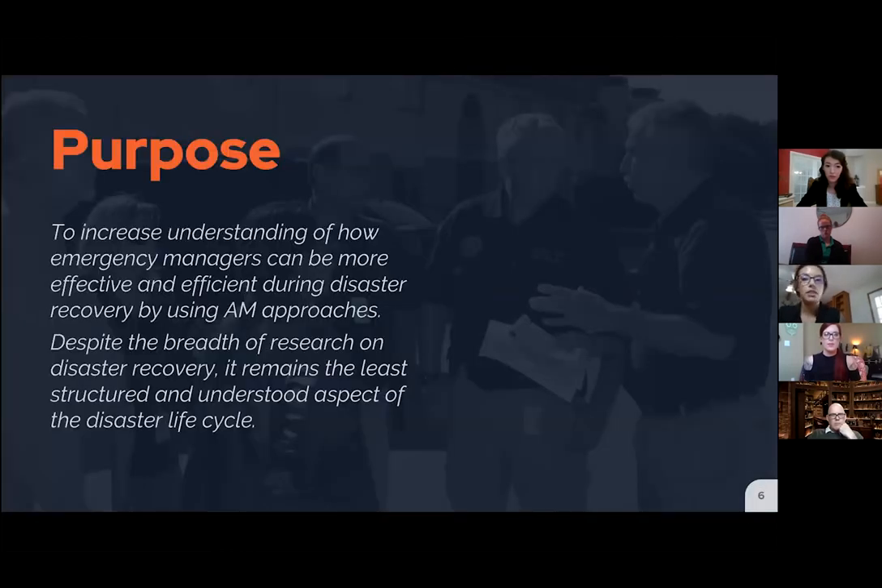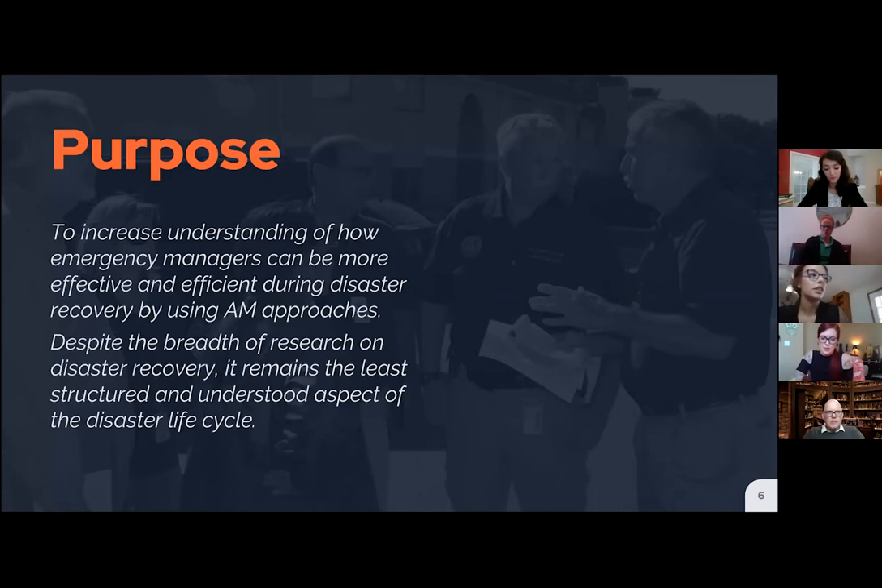This study investigates the challenges that have arisen to conceptualize and develop a new systematic framework that emergency management practitioners may utilize to improve the effectiveness of disaster recovery operations. The main purpose of the study is to increase the understanding of how emergency managers can be more effective and efficient during disaster recovery by utilizing adaptive management approaches.